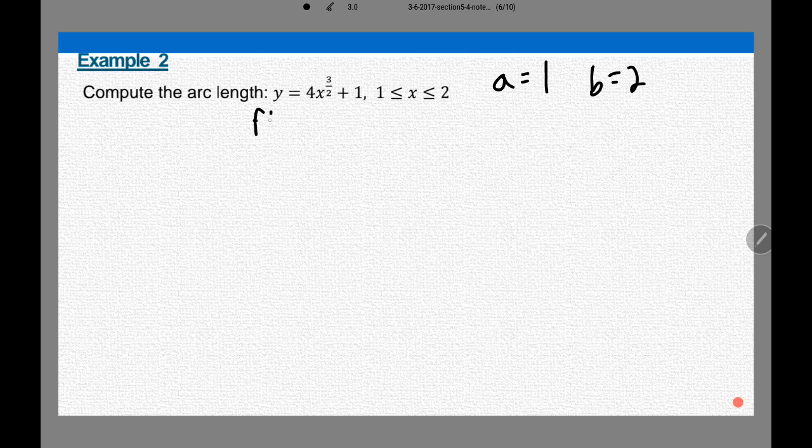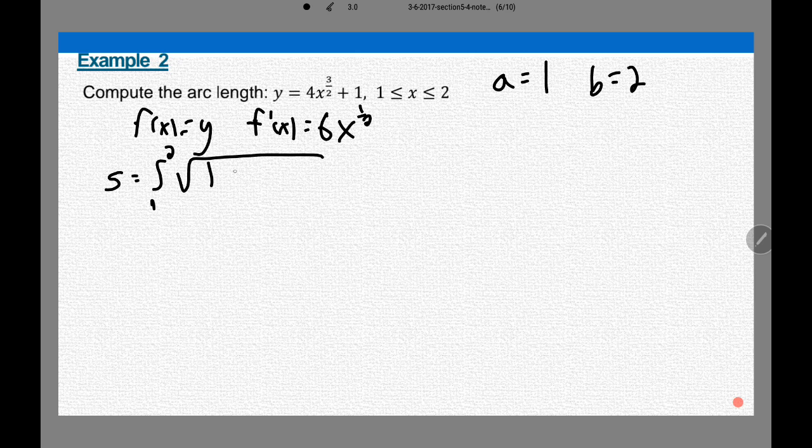So we'll say that f of x is equal to y, and we know what y equals. So f prime, we take and do our power rule. We do 3/2 times 4. That gives me 6, and we subtract 1 from 3 over 2, and we get 1/2. So that is our derivative. And we plug it into our formula. We do the integral from 1 to 2, the square root of 1 plus 6x to the 1/2 squared.